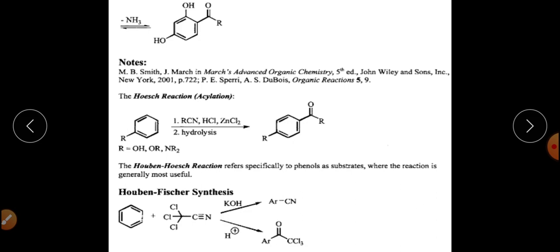Tomorrow we will discuss the aromatic nucleophilic substitution reaction.